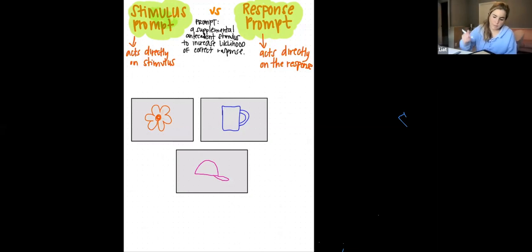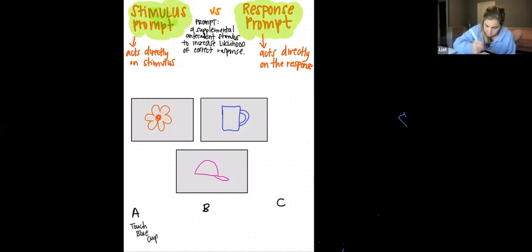So if I put this into my basic ABC, right? My antecedent is touch the blue cup. The behavior, I want them to touch the blue cup. And then I'm going to put a consequence, we'll give them reinforcement. So sometimes if an individual can't do it on their own, we have to use prompts. We have to add something else into this area over here. So I say, touch the blue cup.